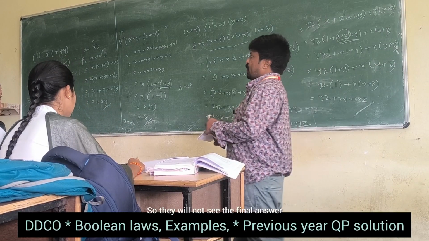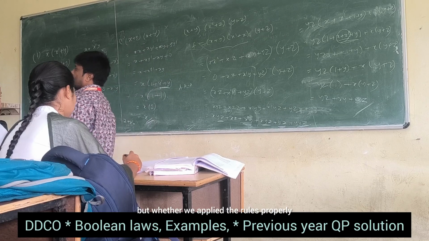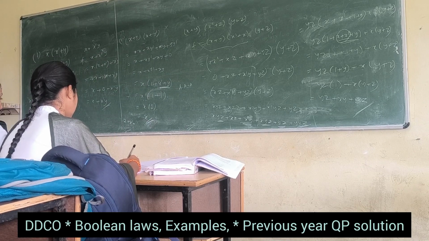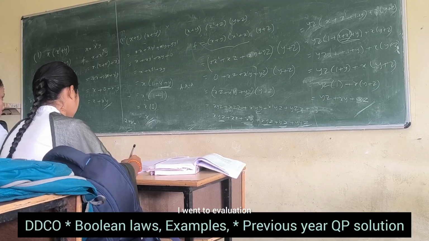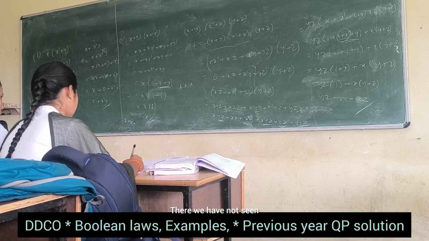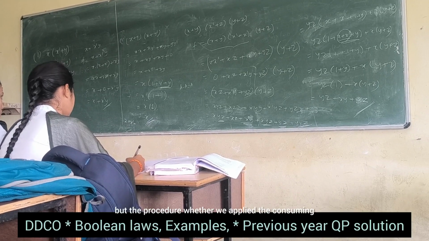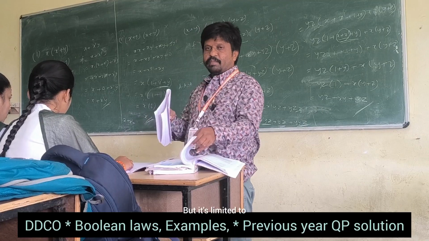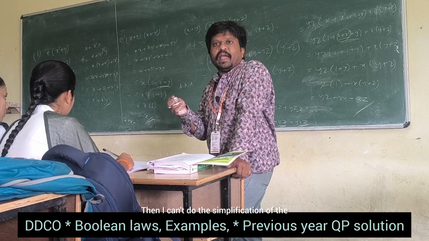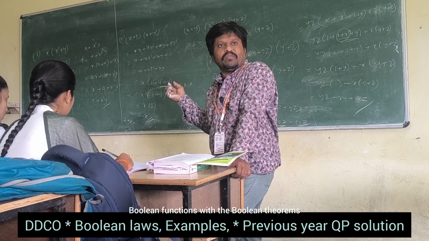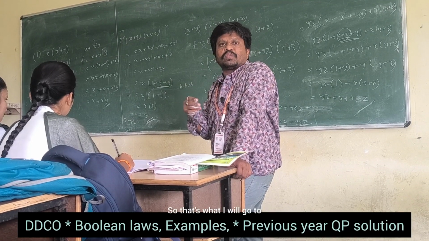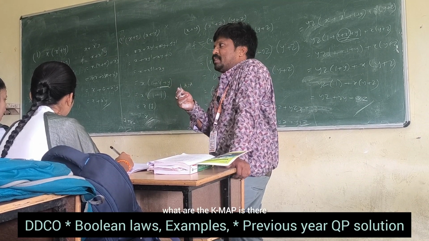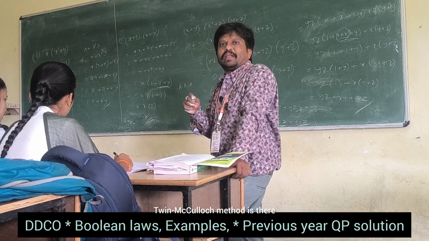So they will not see the final answer, but whether you applied the rules properly or not, they will see. They will check. Okay. In the last year I went to valuation. No, there we have not seen the answer, but the procedure whether you applied the rules. Okay, but it's limited to the variables. Then I can't do the simplification of the Boolean functions with the Boolean theorems and the postulates. So I will go to the K-map. One more is there, the Quine-McCluskey method.